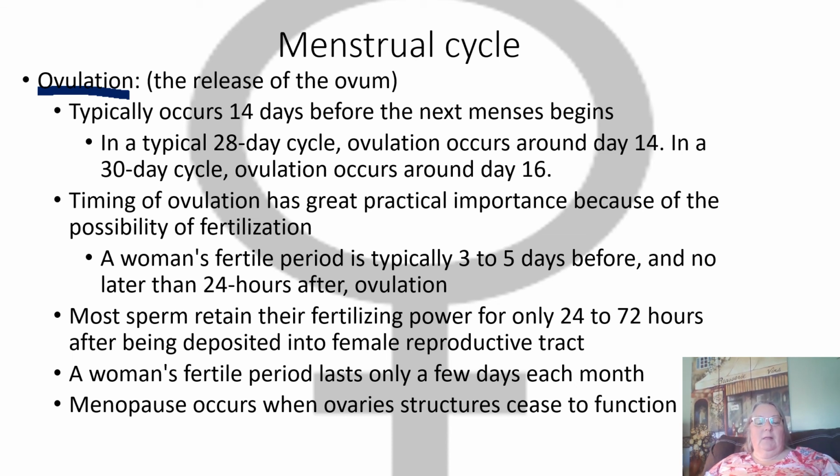Now, knowing medicine, isn't it amazing that we don't have a whole lot more babies? A woman's fertilization period only lasts a few days each month. Menopause occurs when ovulation structures cease to function.